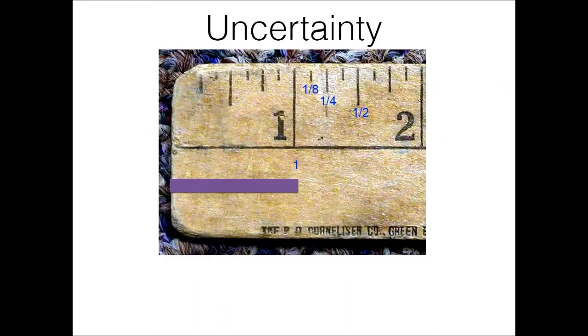Another very important measurement in physics is uncertainty. Let me explain. We've got this meter stick here, and it's kind of old. It's got some problems on the edge. It's been ground down over time. And it's hard to read some of the tick marks. There's even a tick mark missing.